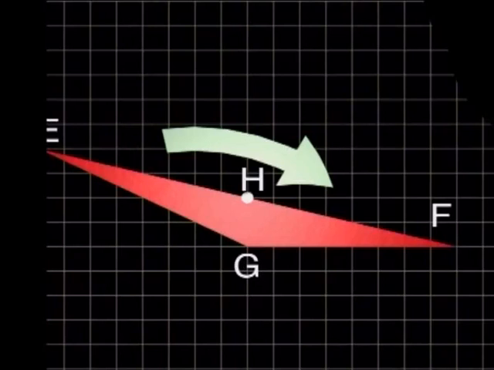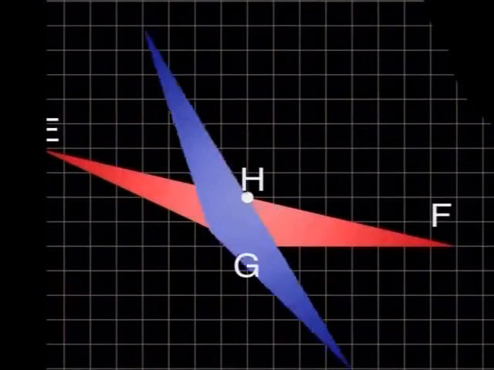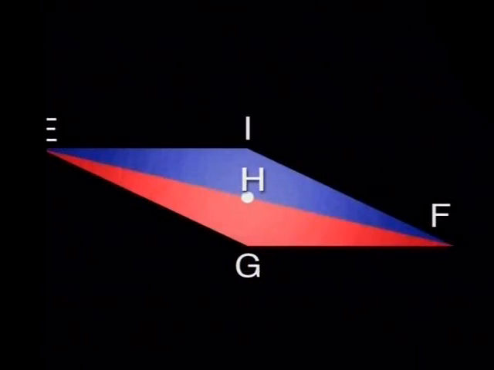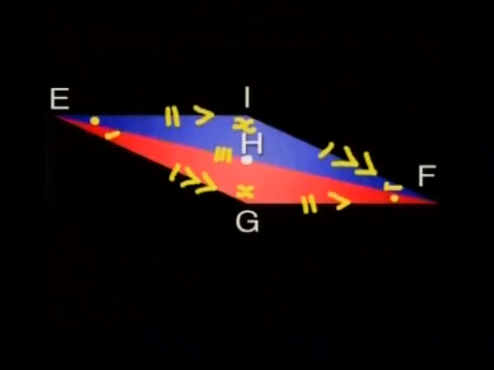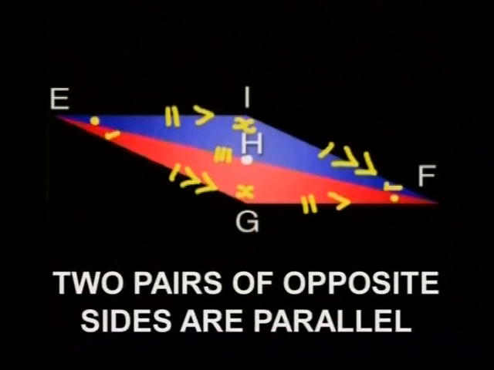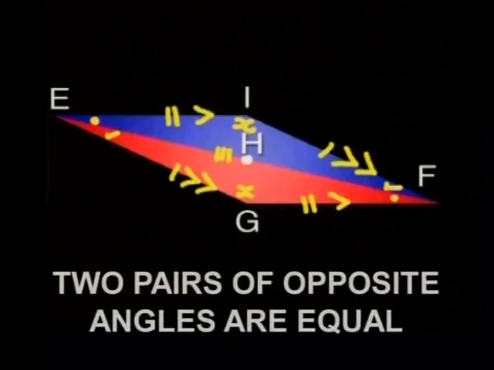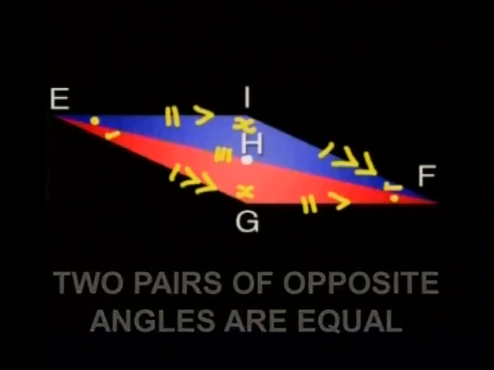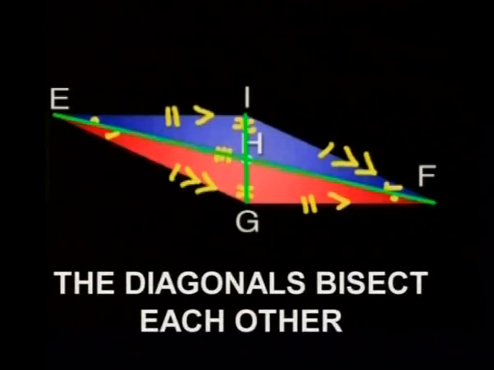Always test it carefully. Now let's look again at what was covered in this lesson. Remember, we created our parallelogram by rotating the scalene obtuse angle triangle around the midpoint H for 180 degrees. We can now say that a parallelogram is a special quadrilateral where two pairs of opposite sides are equal, two pairs of opposite sides are parallel, two pairs of opposite angles are equal, and the diagonals bisect each other.